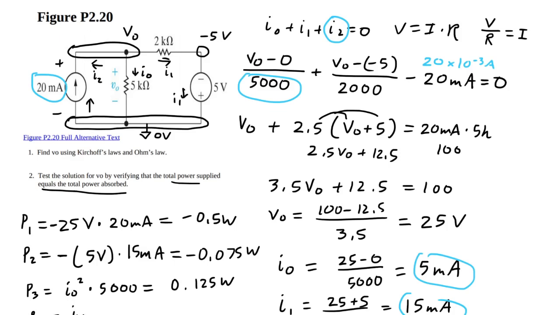P4, same process. 15 milliamps squared times 2,000 equals 0.45 watts. So if we add all these up, we should get 0, unless I made a mistake. All right, so plus this minus 0.5 minus 0.075 equals 0. All right, so we know our solution for VO makes physical sense because we're not getting any more energy out than we put into it. We've successfully solved this problem.